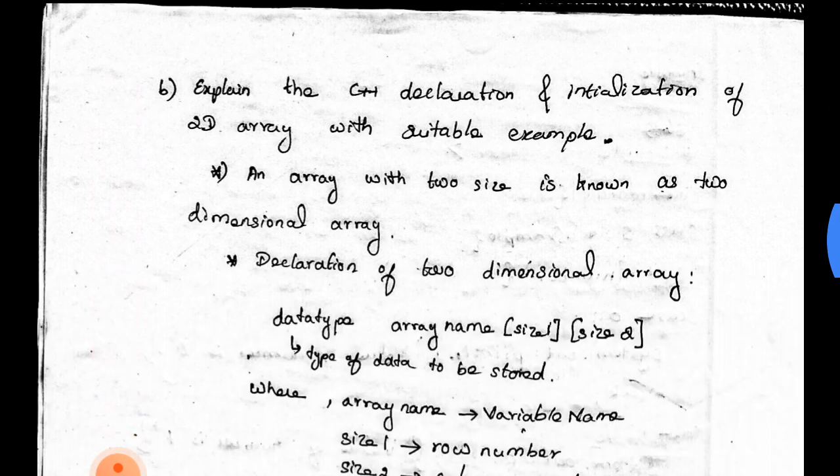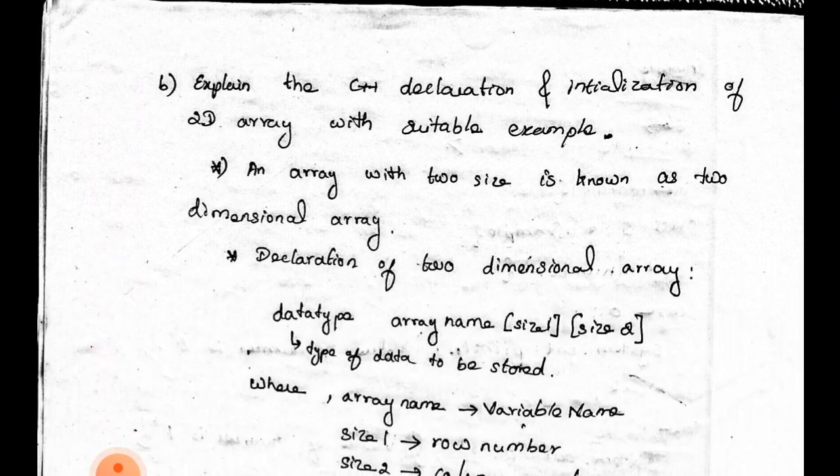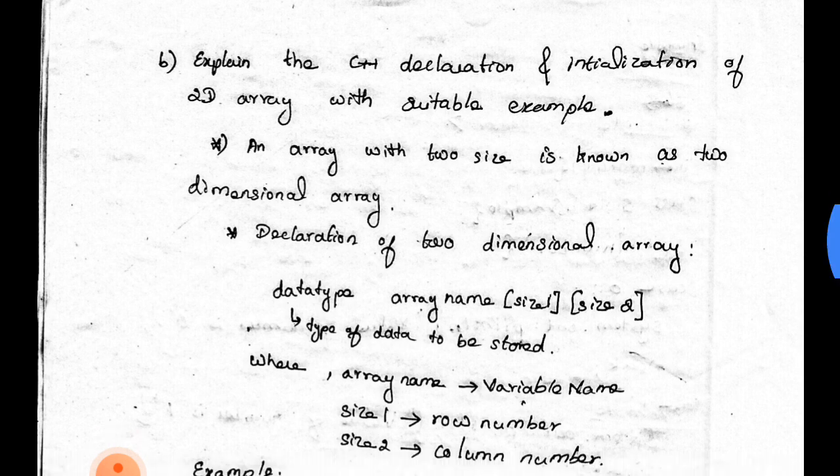Next question. Explain the C++ declaration and initialization of 2D array with suitable example. Here array means a bunch of values. We can declare an array based on its size. Here 2D array means the size is 2. This is called a two-dimensional array.